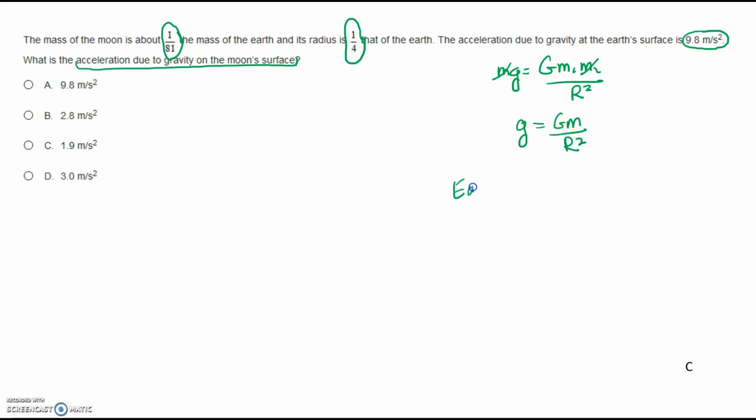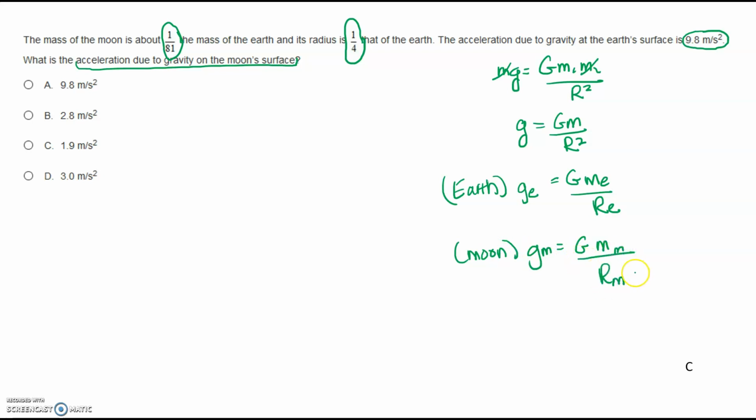So on Earth, g_E is equal to G M_E over R_E squared. And then on the moon, I have g_M is equal to G M of the moon over R_M squared. That one's squared too. And then I have g of the moon is equal to G times 1/81st mass of Earth over 1/4 R_E squared.